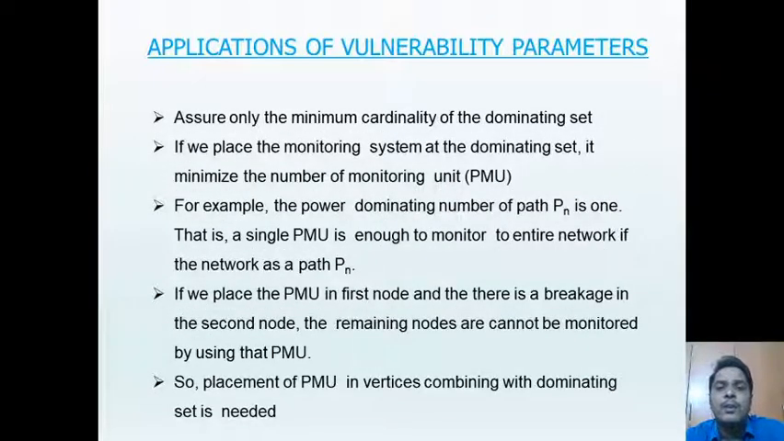Assume only one minimum cardinality dominating set. If you place a monitoring system at a dominating set, it minimizes the number of PMUs. For example, if the power dominating set is a path Pn, a single PMU is enough to monitor the entire network. Similarly, if you place a PMU in the first node and there is a breakage in the second unit, then we cannot follow the remaining nodes and we cannot take any measures by using PMUs. So the placement of your PMU is also very important when combined with the dominating set.